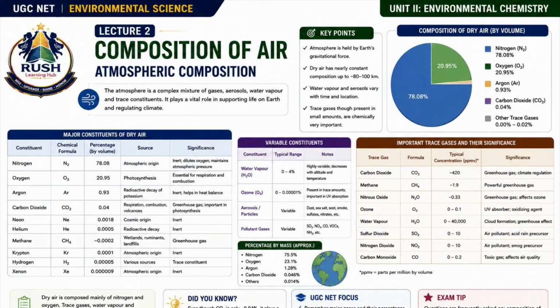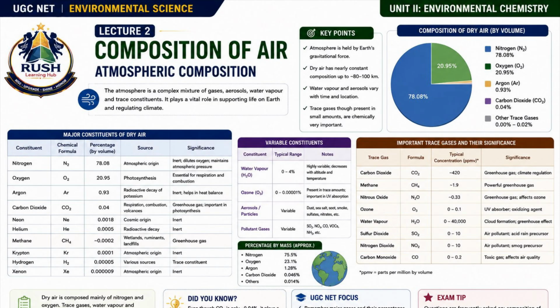The second most abundant gas is oxygen, represented by O2. Oxygen constitutes approximately 20.95% of the atmosphere. It is essential for respiration, combustion, and numerous biochemical processes. Without oxygen, complex life forms could not survive. The third major component is argon, represented by Ar. Argon contributes approximately 0.93% of atmospheric air. It is an inert noble gas and does not participate significantly in atmospheric reactions.